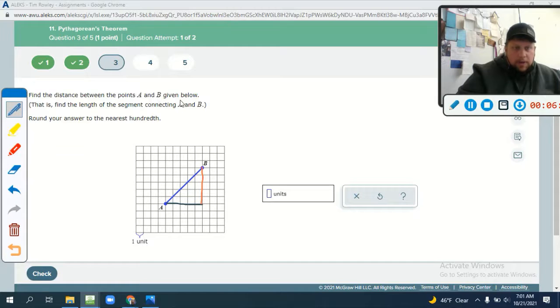Find the distance between A and B as given below, or that is, find the length of the segment connecting A and B. Round your answer to the nearest hundredth. So we're going to calculate this all the way. But if I don't know what this is, we're going to call this X.